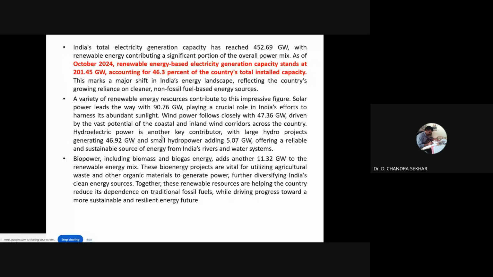Further diversifying India's clean energy sources, together these renewable resources are helping the country reduce its dependence on traditional energy sources, which are fossil fuels, while driving progress toward a more sustainable and resilient energy future.